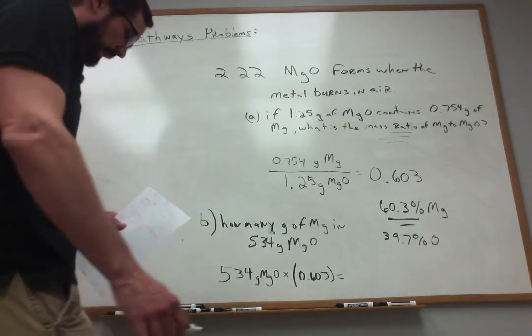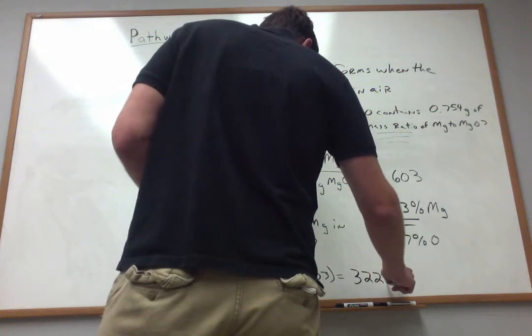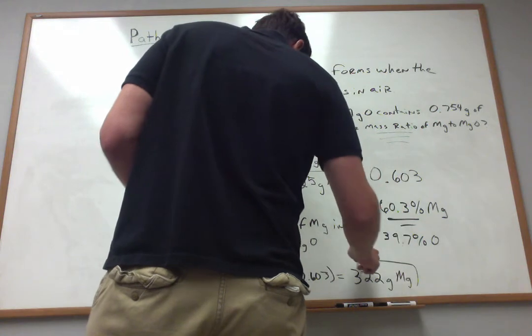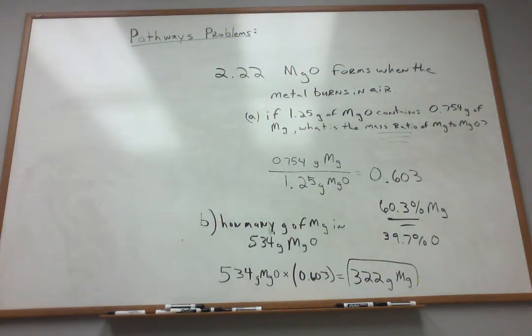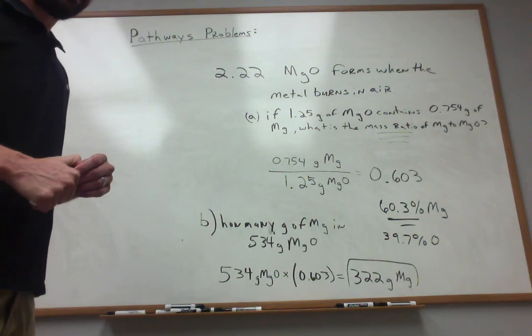If we do the math there, we find that we should expect to recover about 322 grams of magnesium if we were to extract all of the magnesium out of 534 grams of magnesium oxide.